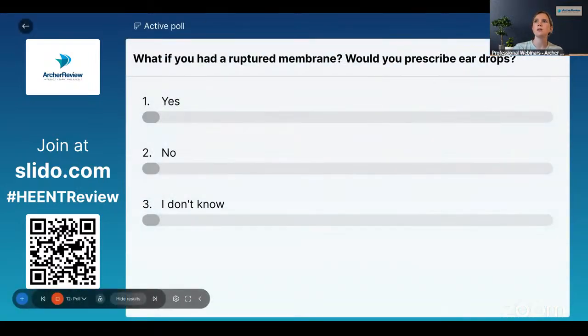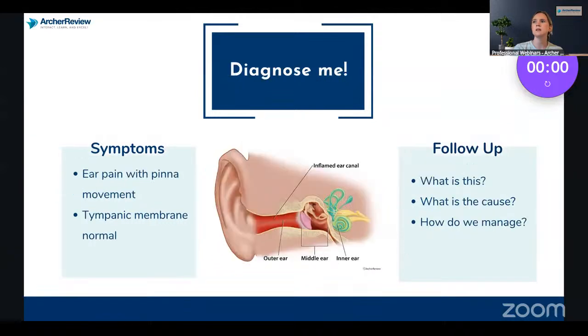All right, so we've got our next question. This person comes in with pain when you move that pinna. So again, that's kind of like your outer ear. And usually I will notice this when you go to do the otoscopic exam and you're trying to get their ear position correct. And they are like, "Ooh, ow, don't touch my ear." So they have pain with movement, their tympanic membrane, if you can see it, looks normal. Do you guys know what this one is?